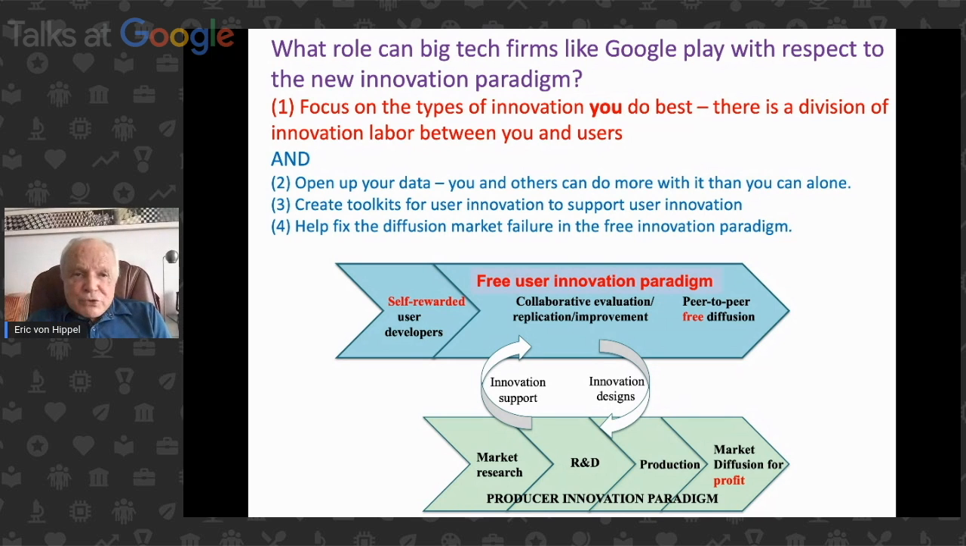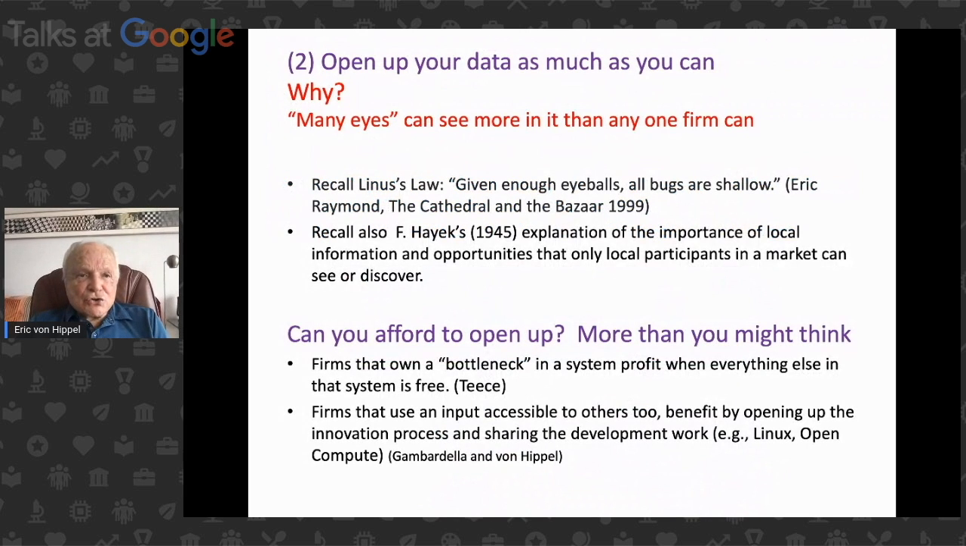Next, open up your data. We'll talk about that in a minute. Create toolkits for user innovation and help fix the diffusion market failure in the free innovation paradigm. Let me mention each in turn. Open up your data as much as you can. Why? Many eyes can see more in it than any one firm can. So recall Linus's law, given enough eyeballs, all bugs are shallow.